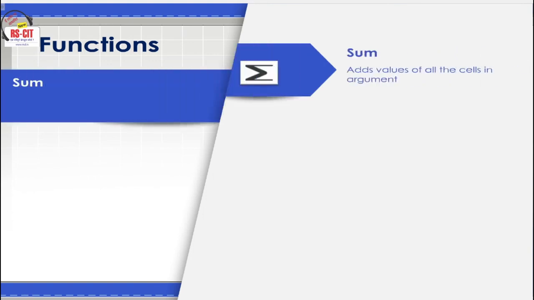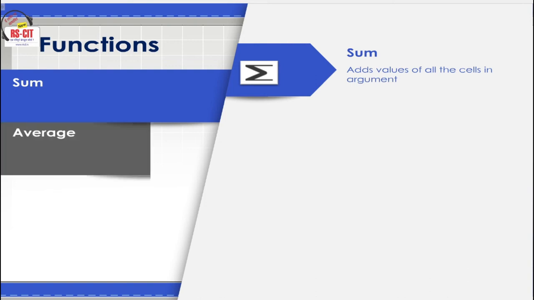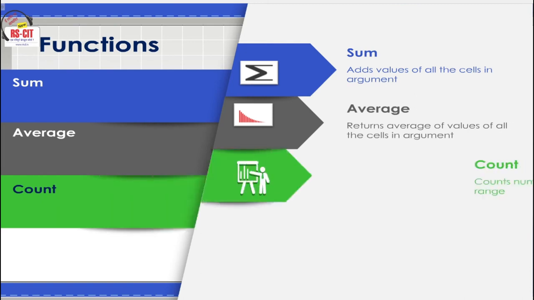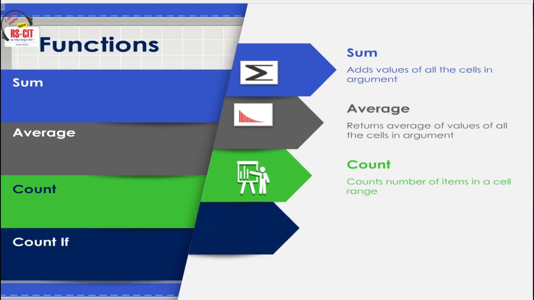Function SUM. Result: adds values of all the cells in the argument. Function AVERAGE. Result: returns the average of values of all the cells in the argument. Function COUNT. Result: counts the number of items in a cell range. Function COUNTIF. Result: counts the number of items if a criteria mentioned is fulfilled.